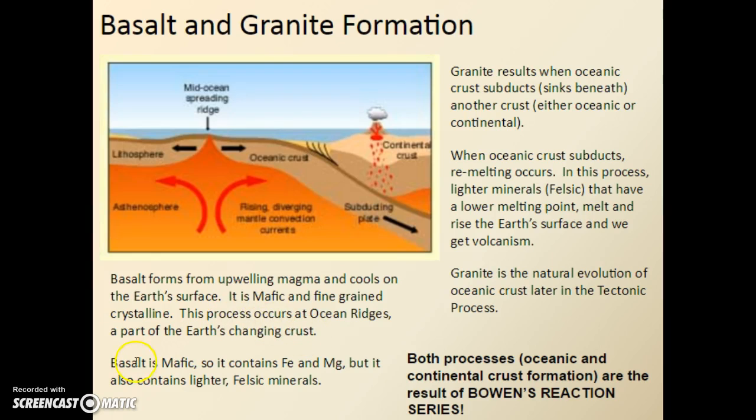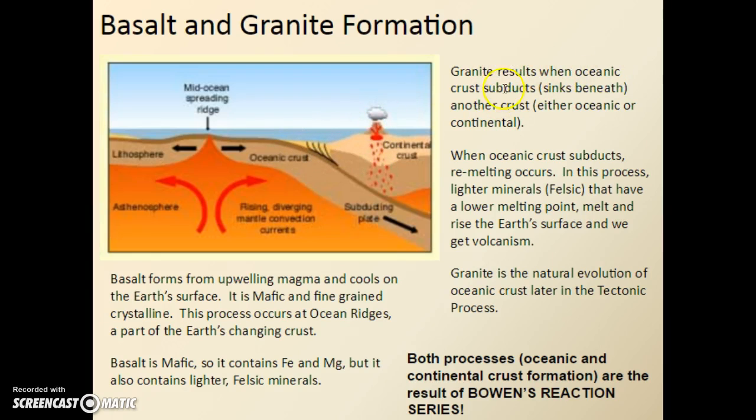Earth's ever-changing crust. So basalt is mafic, so it contains iron and magnesium, but it also contains lighter felsic minerals. Even though we see oceanic crust as being dark, it still has felsic minerals within it. It's just dominated by mafic minerals. They're the majority. So now let's look over here where we have oceanic crust colliding with continental crust, and this is what we call a convergent boundary.